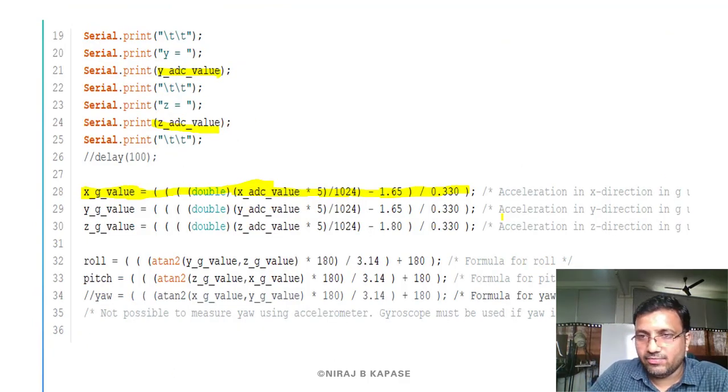Similarly, YG value is converted here. In this case we are going to use the Y ADC value, and ZG value is converted. In this case we are going to use the Z ADC value. So these three values are converted. Also we'll get roll, pitch and yaw.